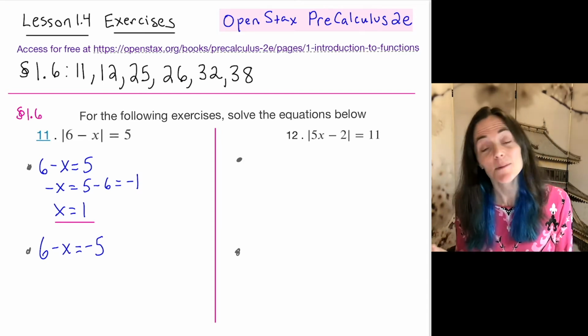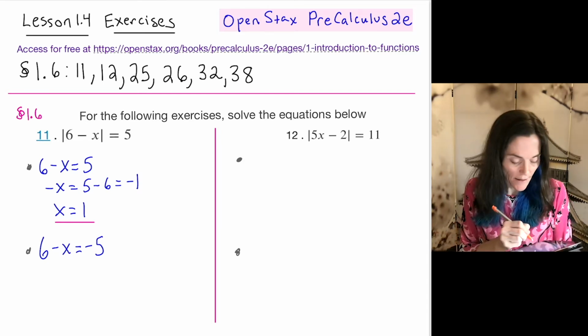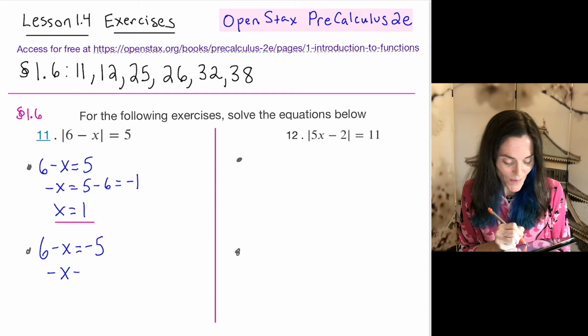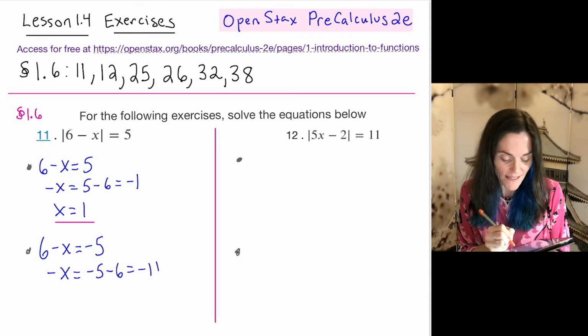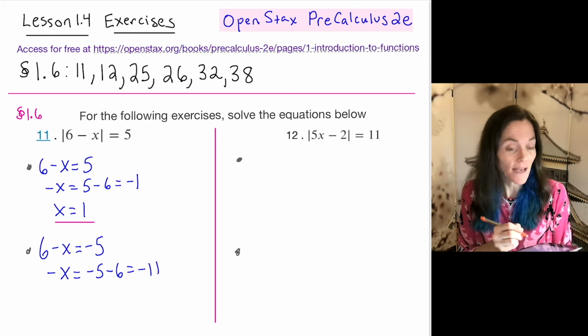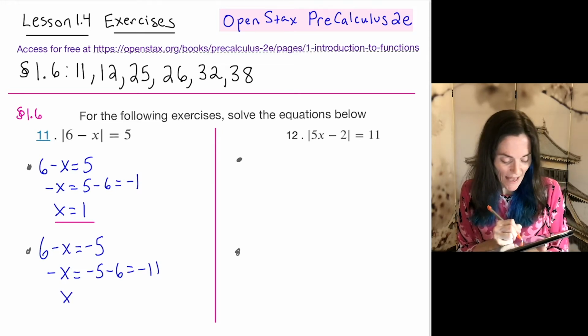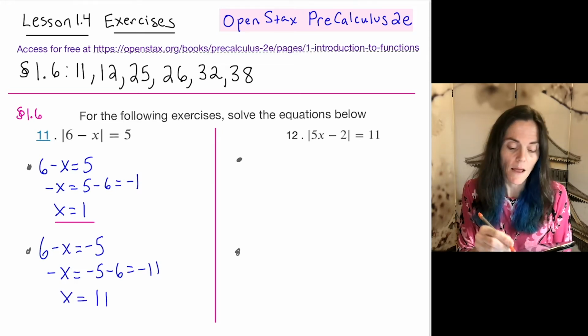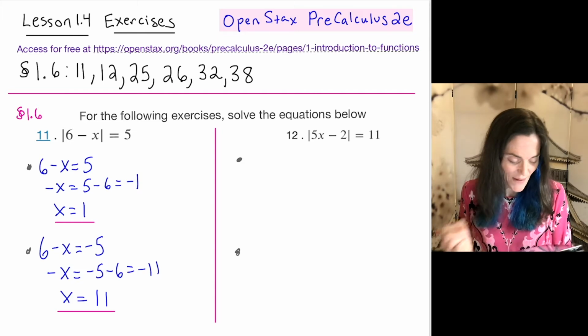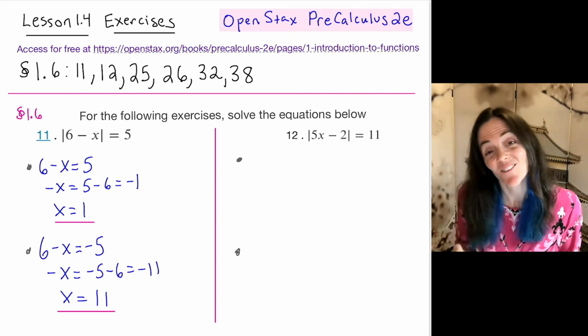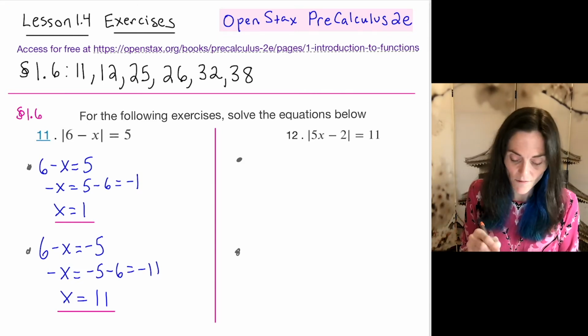Then the steps are very similar in the other case. First, let's subtract 6 from both sides. We get negative x is negative 11, and just divide by minus 1. We have x is positive 11. This is the other x. So we have two solutions in 11, and we will also see two solutions in 12.